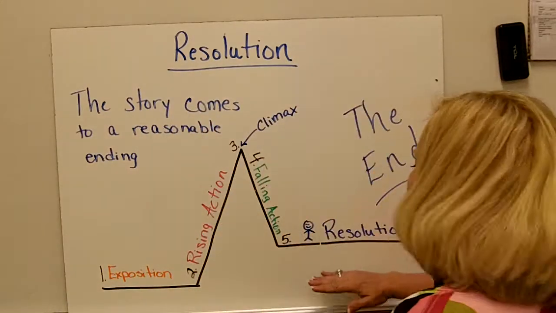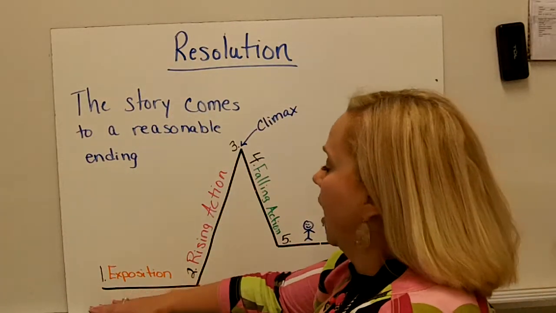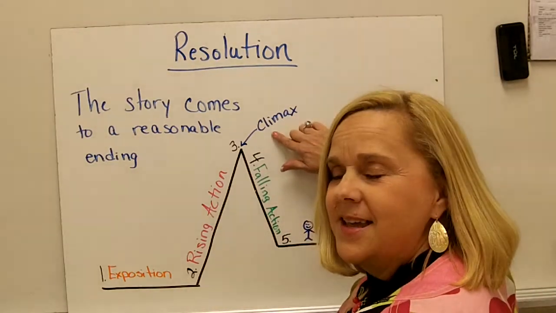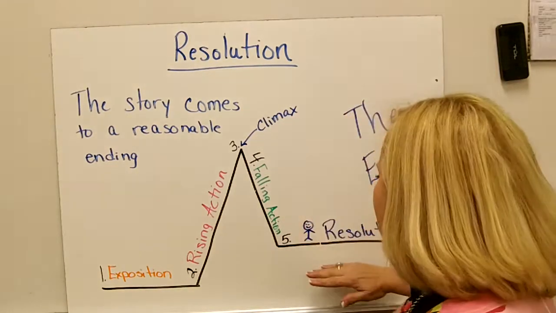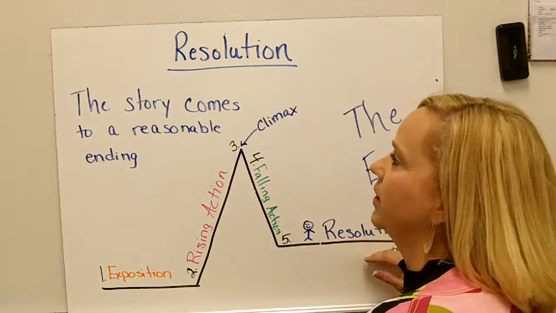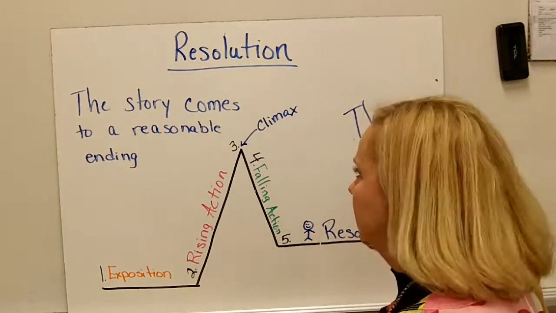And the last part of a plot diagram is the resolution. We've gone with the exposition, we've had rising action all the way up to the climax, and then we've had falling action, and then you have resolution. And resolution is the part in the story where it comes to a reasonable ending.